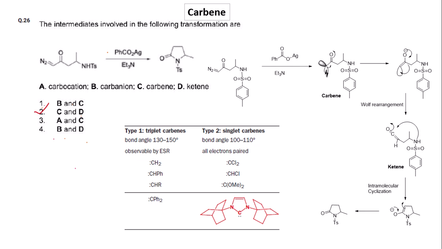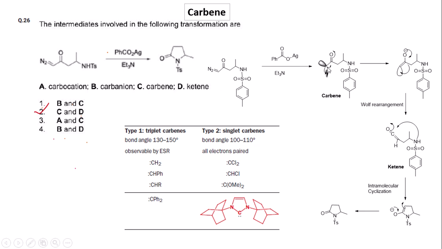And this problem asks about the intermediate involved in the following transformation, where carbene is the species. In that case, the carbene has been obtained by the reaction of the silver salt of benzoic acid in the presence of triethylamine.